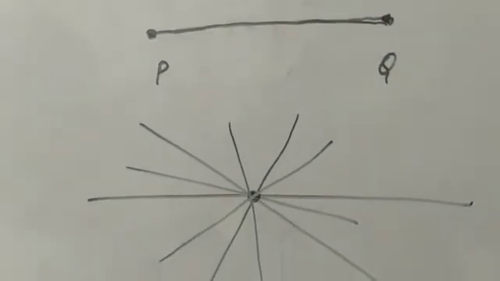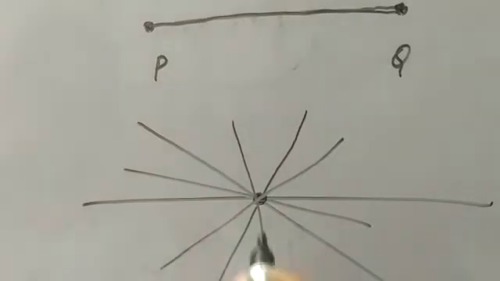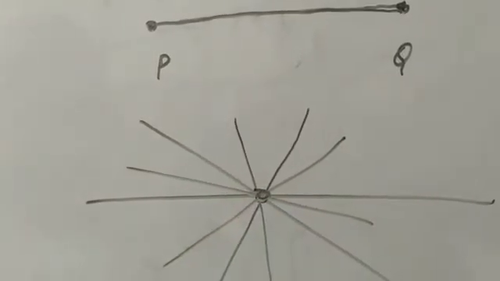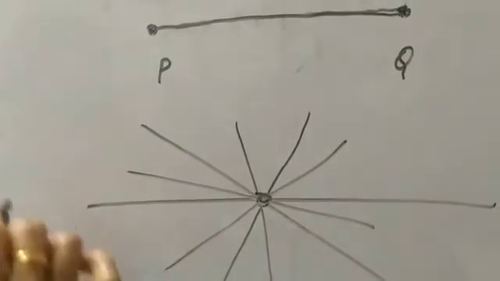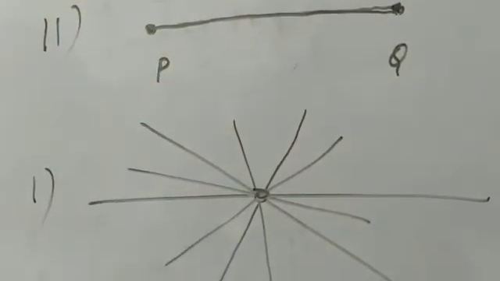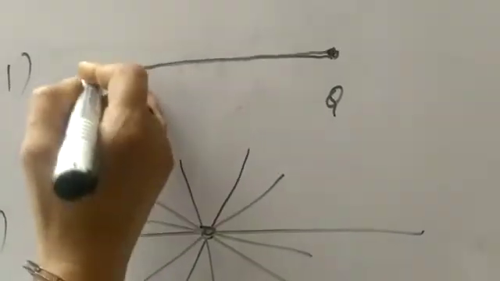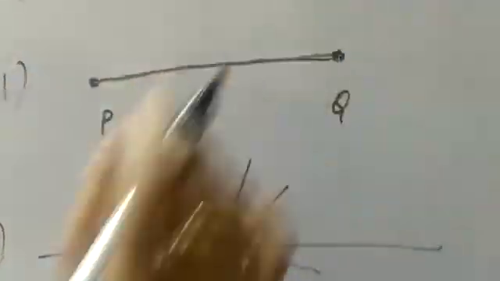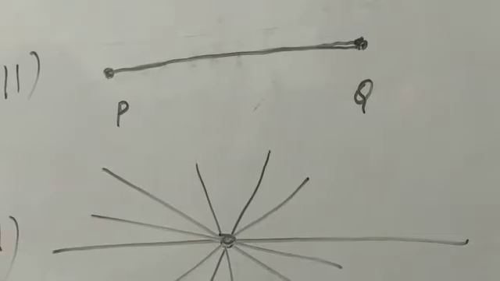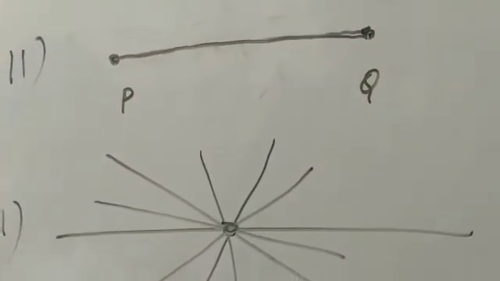Property 1. An unlimited number of lines can be drawn passing through the given point in a plane. This is one property and this is the second property. One and only one line can be drawn passing through two given points in a plane. If we have two fixed points, you can draw only one line. This line lies completely in the plane. After that, we will study collinear points.